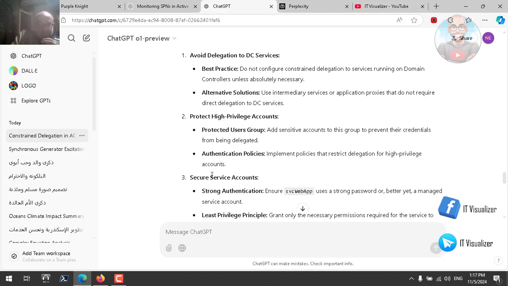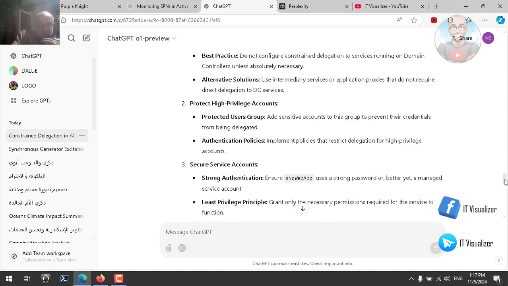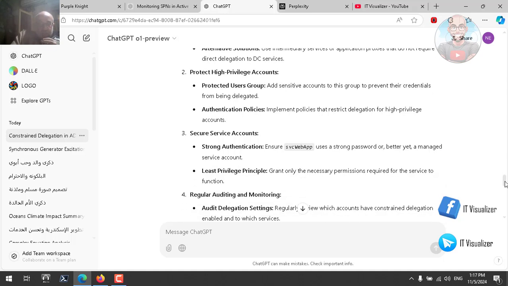Secure service accounts, strong authentication. Ensure SVC_WebApp uses a strong password, or better yet, a managed service account. This is a very good one to have, a managed service account or a group managed service account, because the password is rotated automatically. Least privilege principle: grant only the necessary permissions required for the service to function.